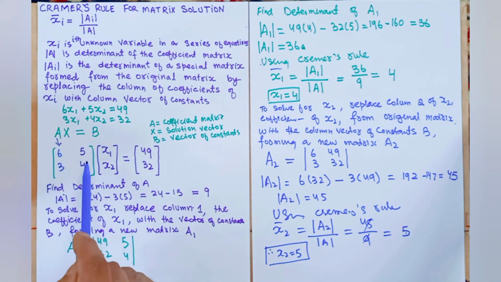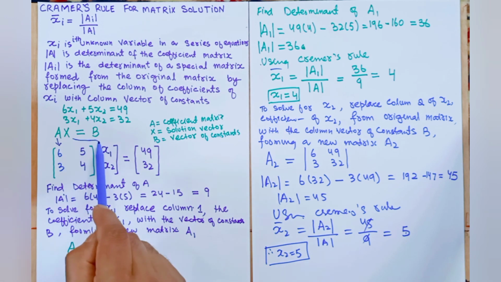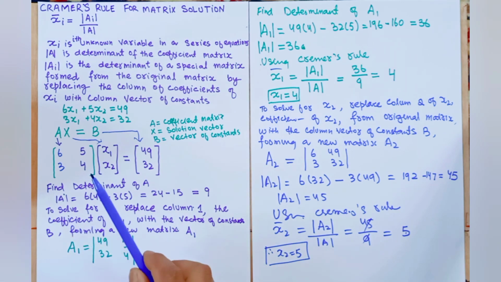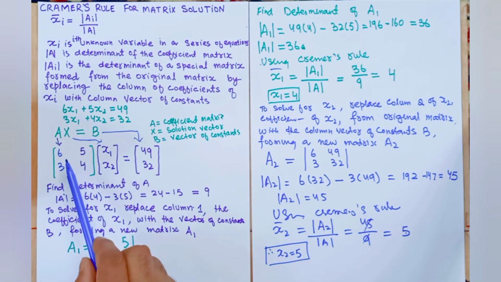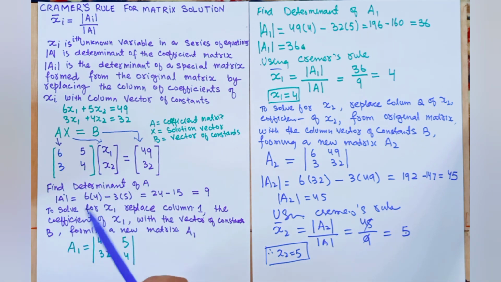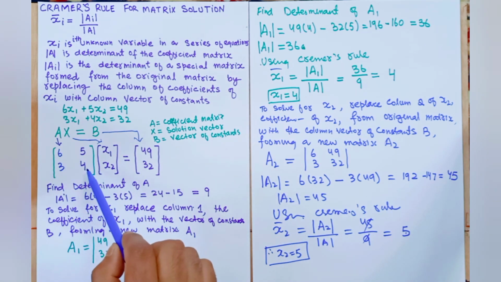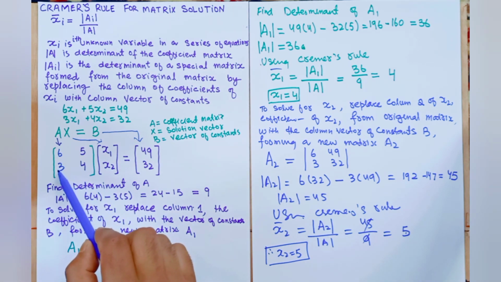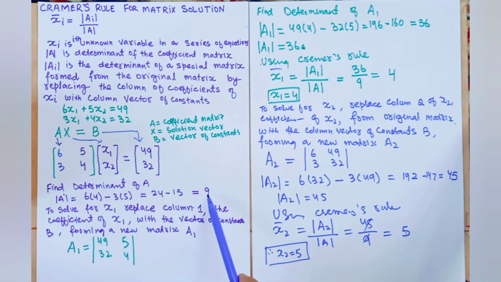So this matrix is our A, this X is the solution vector, and this is the vector of constants. Now we find the determinant of this coefficient matrix. As we have seen in earlier videos, we can use that knowledge here. The determinant of A is equal to, first we multiply the elements on the principal diagonal, that is 6 into 4, and from it we subtract the product of the elements on the non-principal diagonal, that are 3 and 5. So this is 24 minus 15, which is equal to 9.